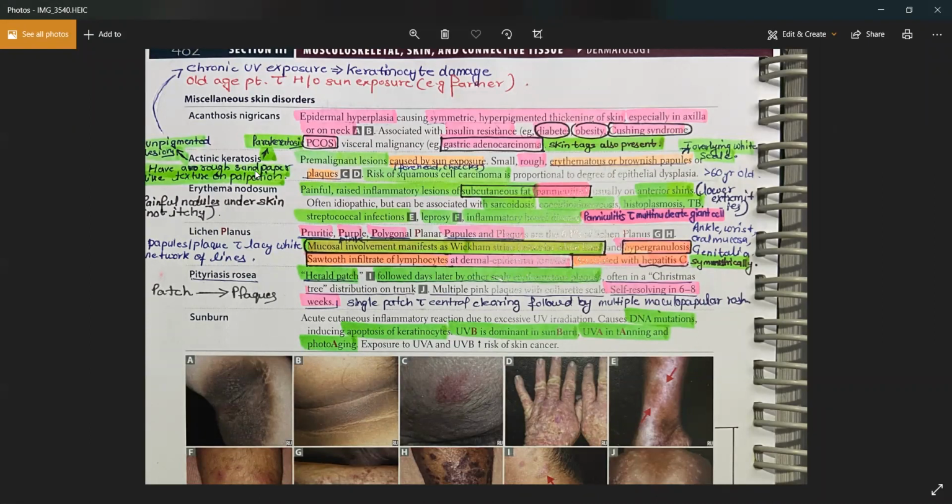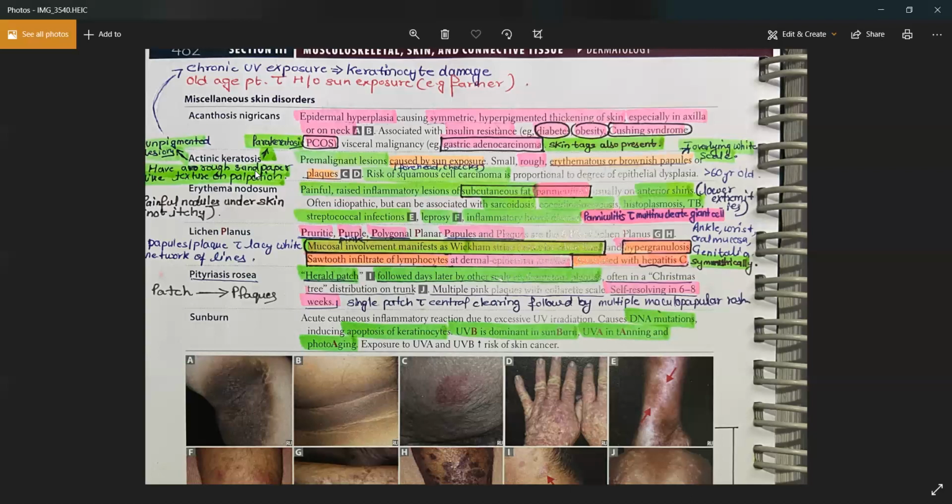Please note these are painful nodules, not itchy nodules. Then you have lichen planus, which presents as very pruritic papules or plaques over your skin. Please remember the 6 Ps of lichen planus. These lesions are very pruritic. They are purple, or sometimes red. They are polygonal. They could be papules, or they could be plaques. So these are the 6 Ps of lichen planus.